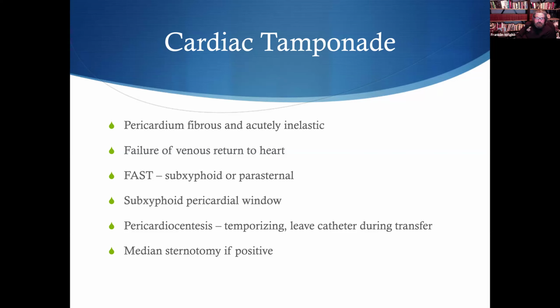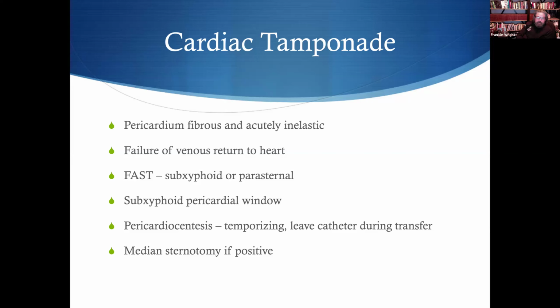FAST has been life-changing for this because having an ultrasound where we can quickly look either subxiphoid or parasternal and see that there is fluid around the heart gives us a quick diagnosis. We can drain this surgically pretty quickly just by going right under the xiphoid and popping through the diaphragm into the pericardium and nicking the pericardium open and letting that blood drain out, which can then allow the heart to beat.